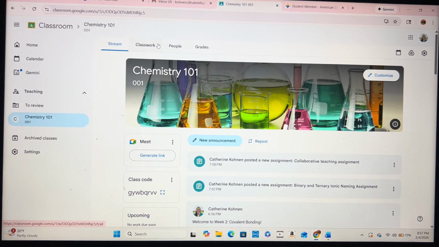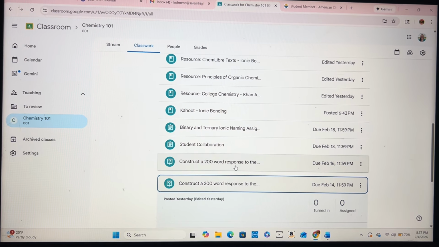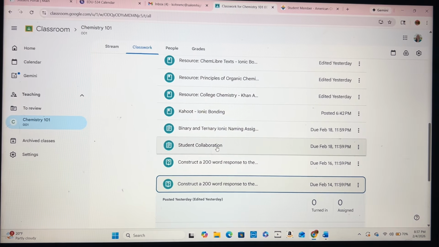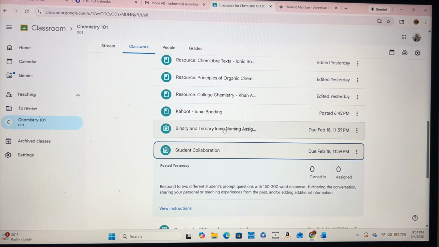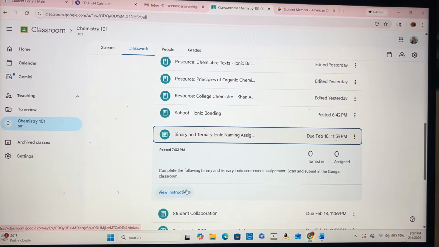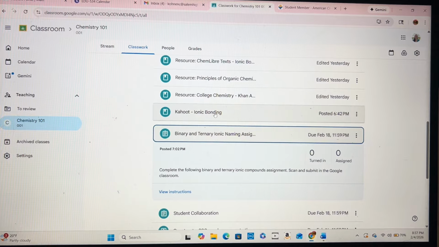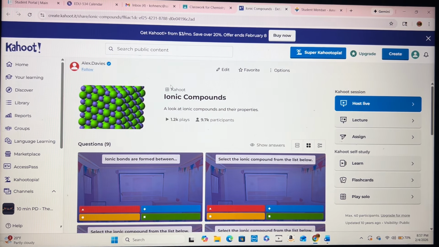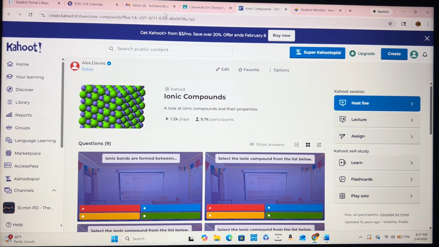Continuing on with the week 1 coursework, there is a second prompt for the students to post to, and also an area for them to respond to one another and have conversation. There is an assignment in here, as well as access to some Kahoots on the topic of interest for this particular week.